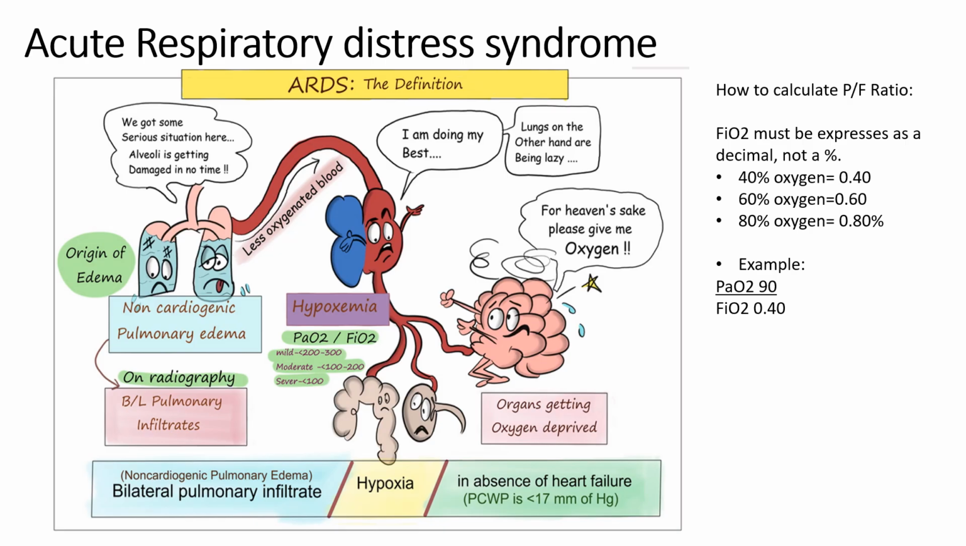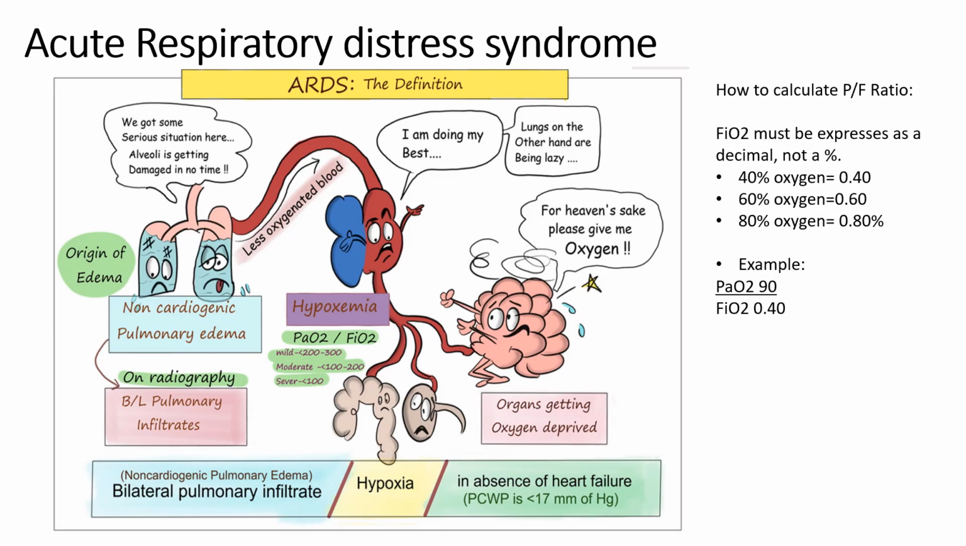This photo has a quick breakdown of how severe the oxygen problem is. Mild would be 200 to 300, moderate would be 100 to 200, and severe would be 100 or less. The lower the number, the more severe the ARDS is, and the more urgently the patient may need mechanical ventilation.